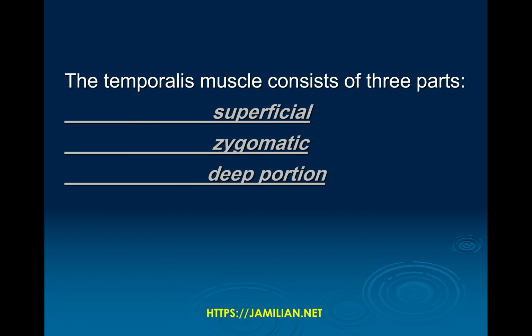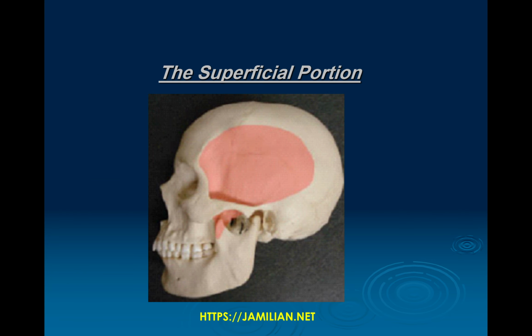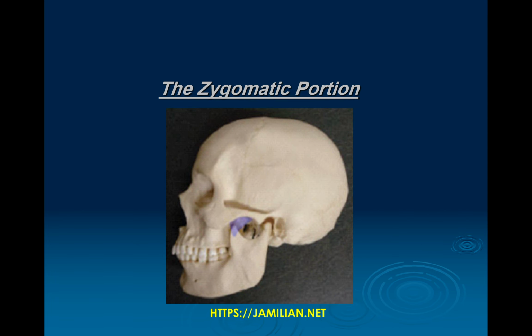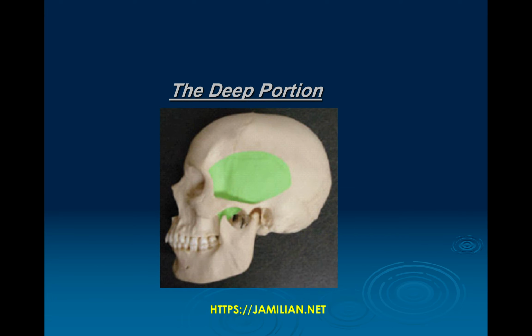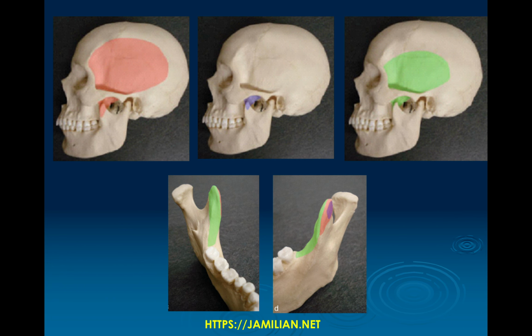The temporalis muscle consists of three parts: 1. Superficial, 2. Zygomatic, 3. Deep portion. Here, superficial parts can be seen. You can see the zygomatic part. In this slide, deep portions are visible. Superficial, zygomatic, and deep portion parts can be seen in this slide.